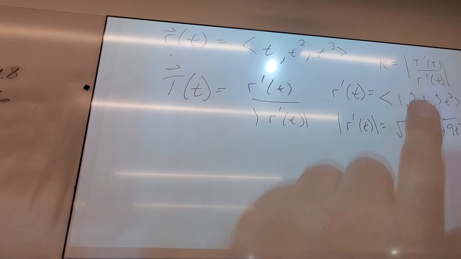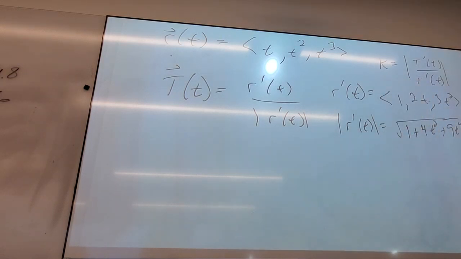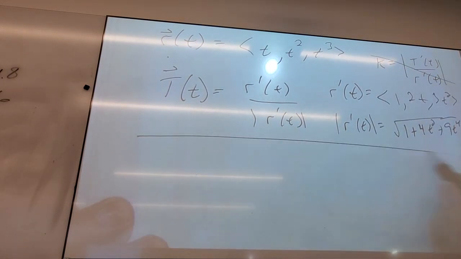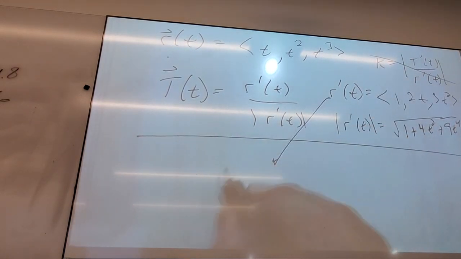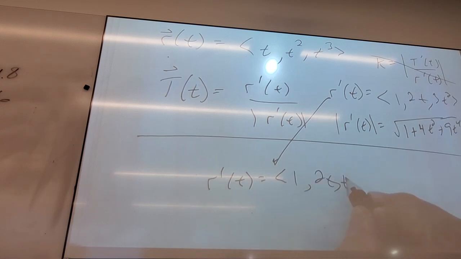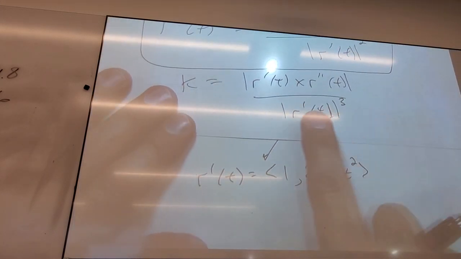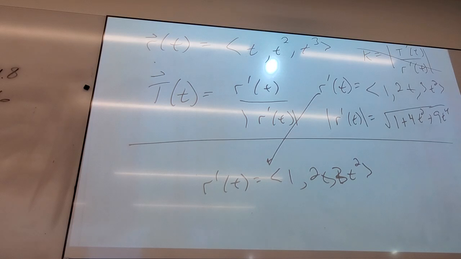So this is more of what I call a conceptual formula, and the one with R prime cross R double prime, all that kind of stuff, is a computational formula. So we're going to give up on this. We have part of what we need though. What else do I need for my formula? We need R double prime, so that's easy. What's R double prime?